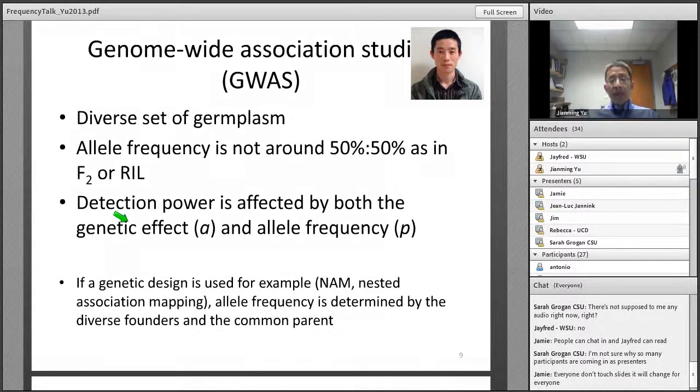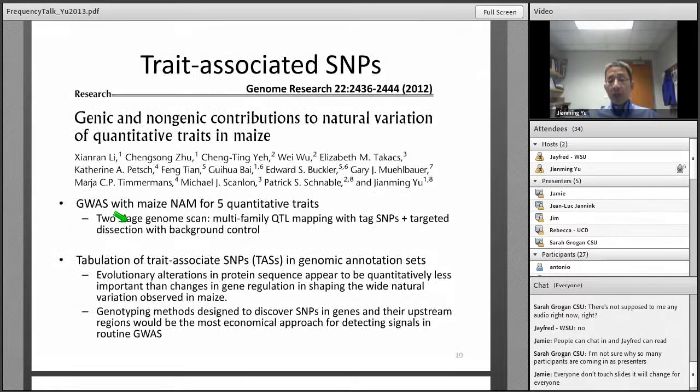The detecting power we try to show here is affected by both the genetic effect, which you can define as the difference between the two homozygous genotypes, and allele frequency.